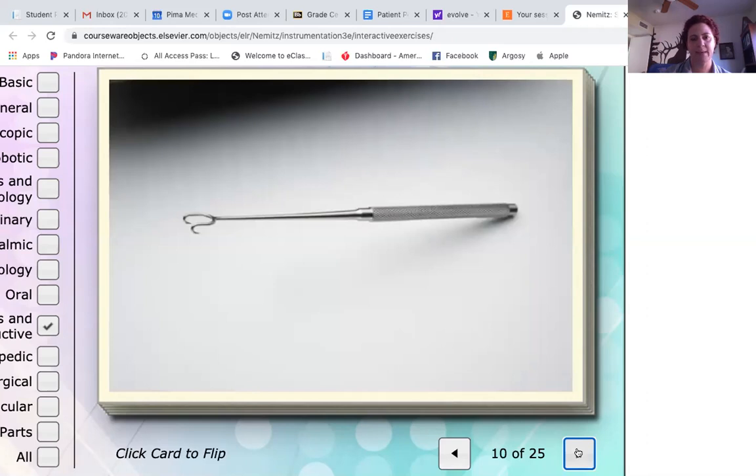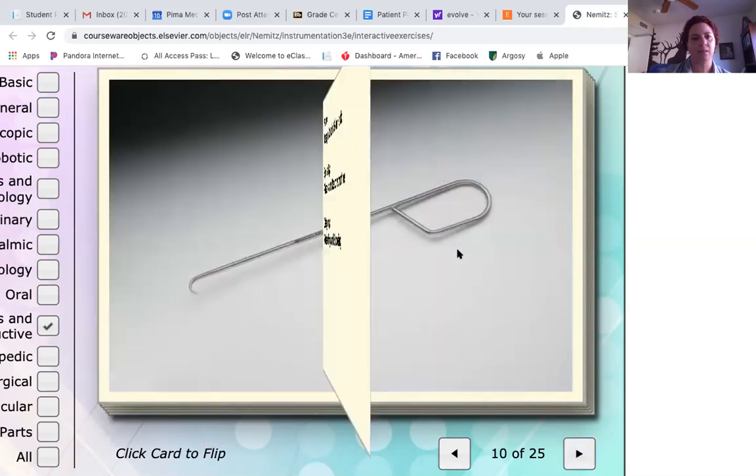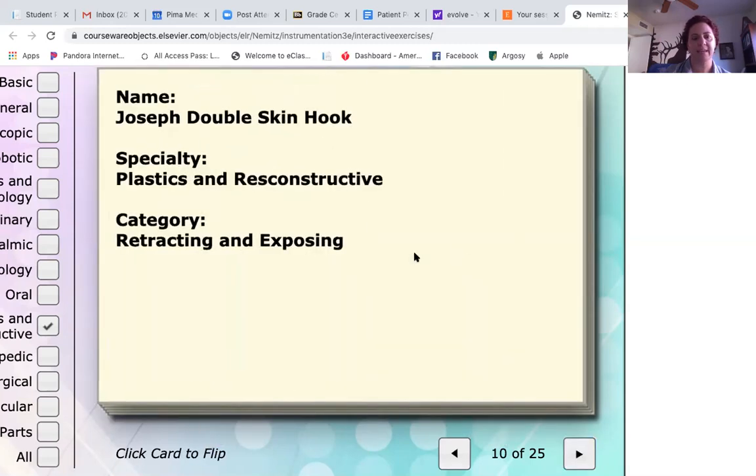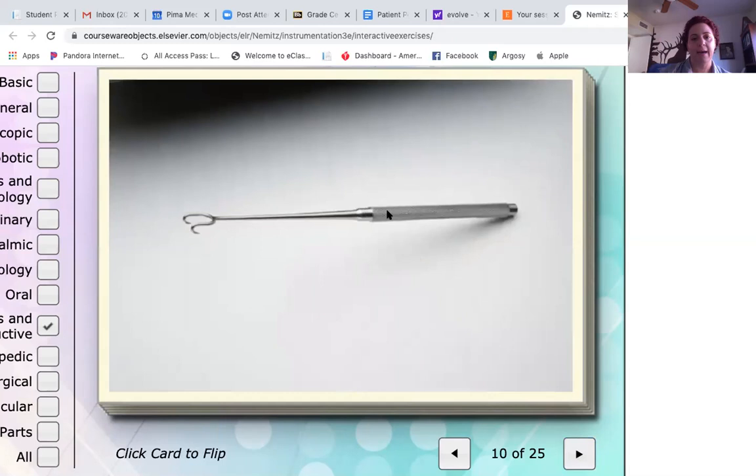All right, this is the double skin hook. Notice that the double skin hook, I think it's a Joseph. Yeah, Joseph double skin hook has this round handle, where that Cottle one had the flat handle and is a little bit more robust, a little bit more beefy at the end, if you will. Okay.